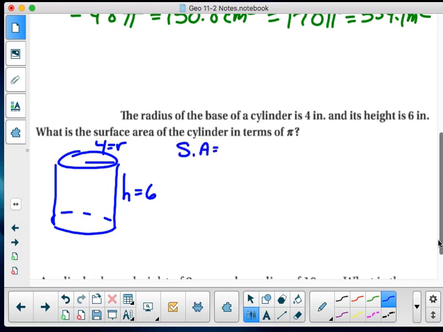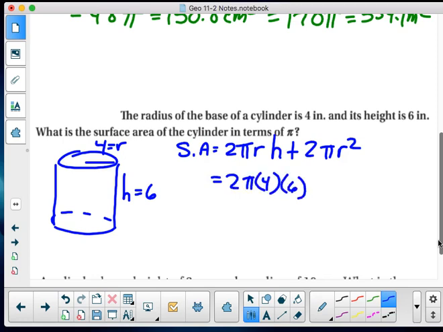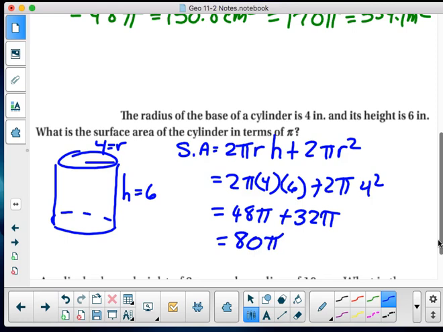Surface area of a cylinder is 2 pi r, that's the circumference, perimeter of a cylinder, times h, plus my bases, my two bases, and my bases in a cylinder is pi r squared. So now that we got that, I've got 2 times 4 times 6 plus 2 pi 4 squared. And I got 24 times 2, which is 48 pi, plus 32 pi, and I'm looking at 80 pi. So they wanted in terms of pi, and that's what I've got. I got 80 pi inches squared.